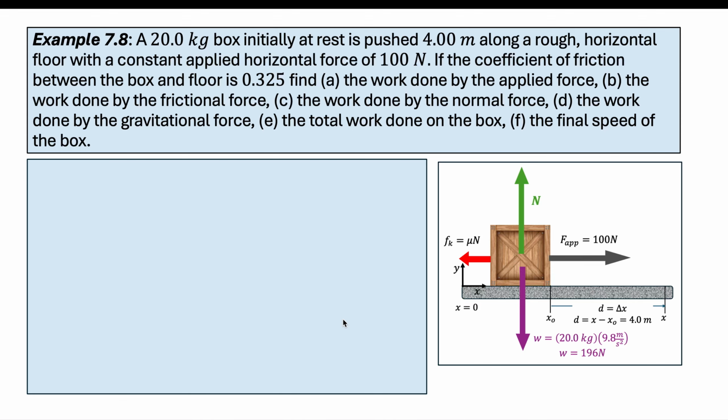A block is initially at rest, and it's pushed for 4 meters along a rough surface. The floor is horizontal, and there is a constant applied force of 100 newtons along the horizontal. If the coefficient of friction between the block and the floor is 0.325, we're asked to determine the work that's done by the applied force, the work that's done by the frictional force, the work that's done by the normal force, work done by gravity, and the total amount of work that's done on the block.